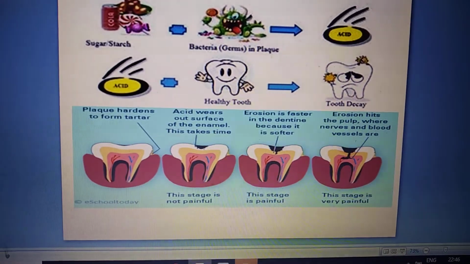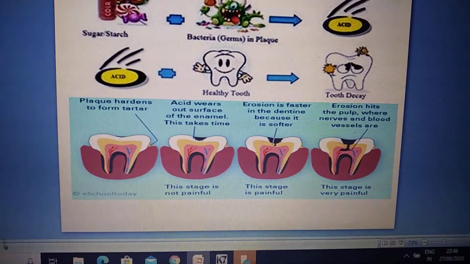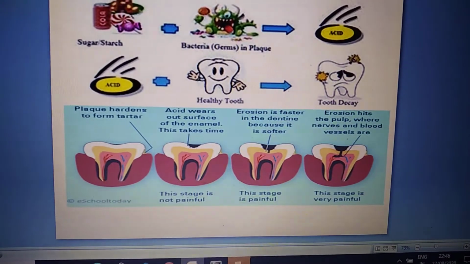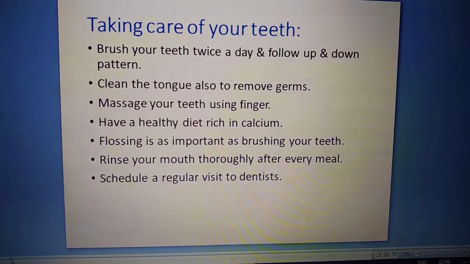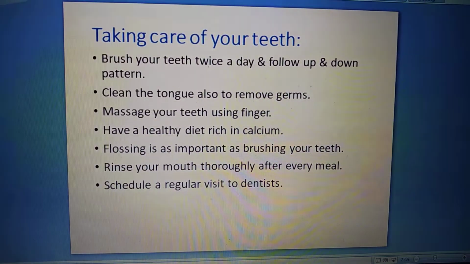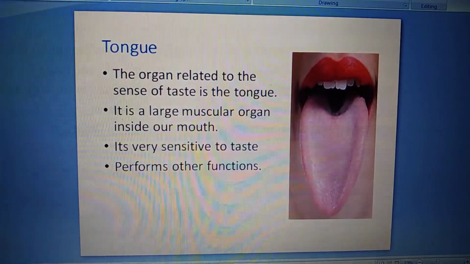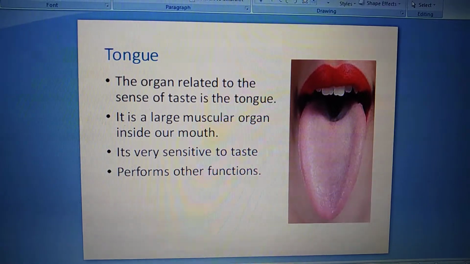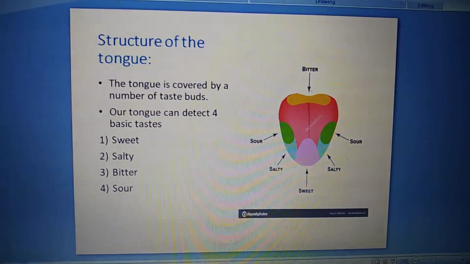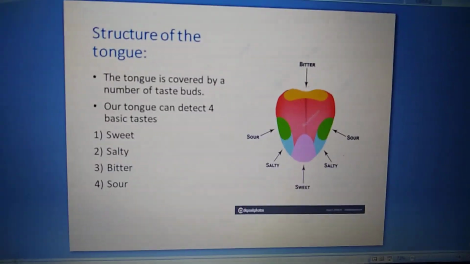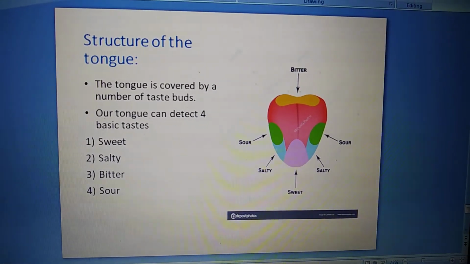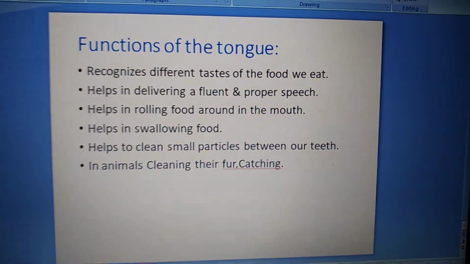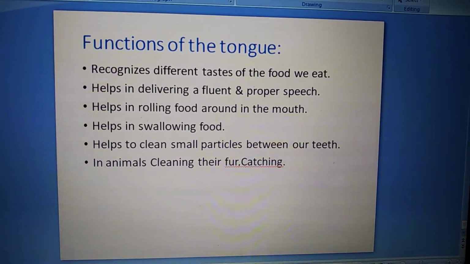Also I have mentioned that when it reaches the pulp region, where the blood vessels and all will be there, at that time you will feel very painful. Then I mentioned how we have to take care of our teeth, and I gave an introduction about the tongue and the structure of the tongue, and the taste buds, where they are present. There are 4 types of basic taste: sweet, salt, sour and bitter. And the functions of the teeth.